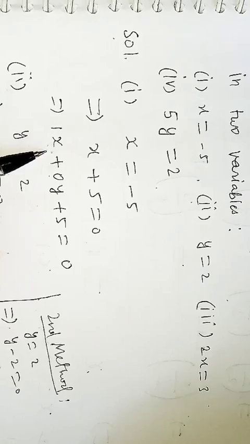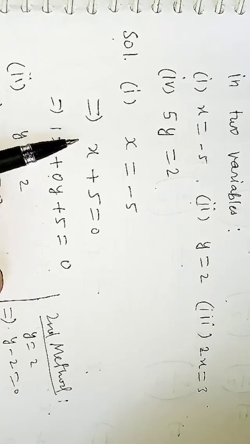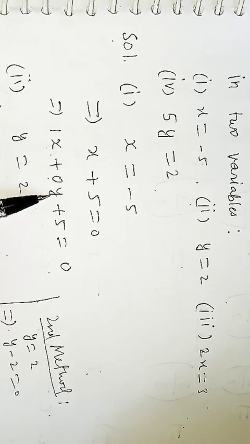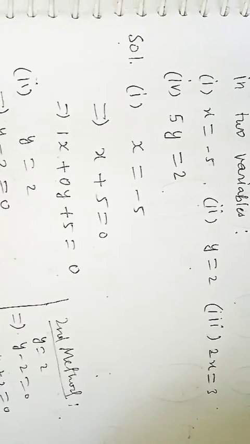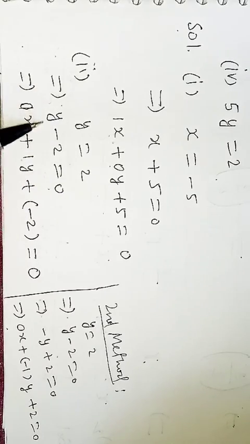This can be transformed into the form ax plus by plus c is equal to 0. Here there is no y, so we may add 0 into y. Second, y is equal to 2. This implies that y minus 2 is equal to 0. Here there is no x. We may add 0 into x so that it can be transformed into the form ax plus by plus c is equal to 0. There is also a second method.